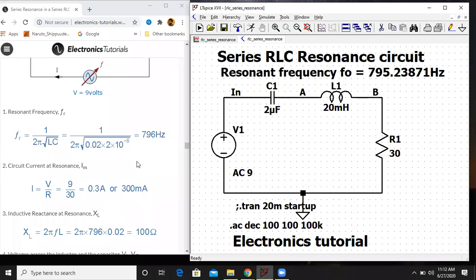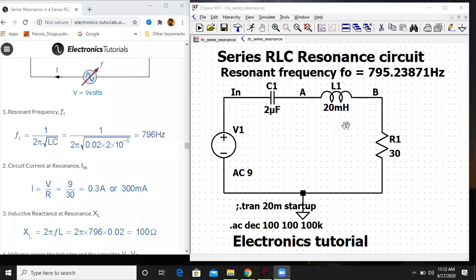Anyone can reply. You calculate with the calculator. And are you all getting around 795.77 hertz? Yes, sir. Okay, good. Okay, so we can proceed ahead. Now, we have calculated the resonant frequency.